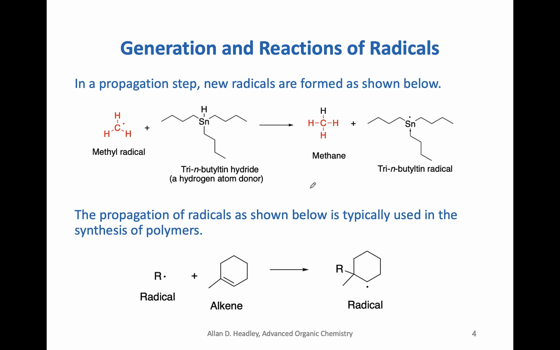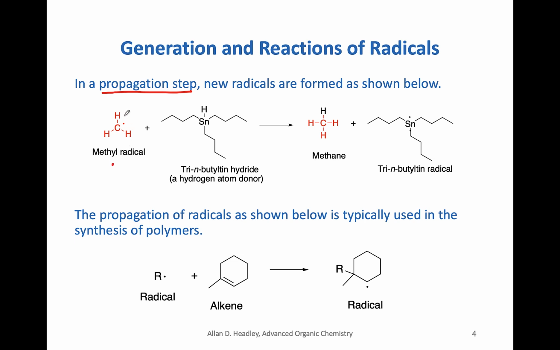Let's look at propagation of radicals. So in these type reactions, we're not looking at the initiation of radicals. Just to refresh your memory, most radical reactions take place in three steps as part of the mechanism. We'll see that in a second. The initiation step, which is the production of radicals, and then the propagation, which is production of more radicals, and of course the termination.